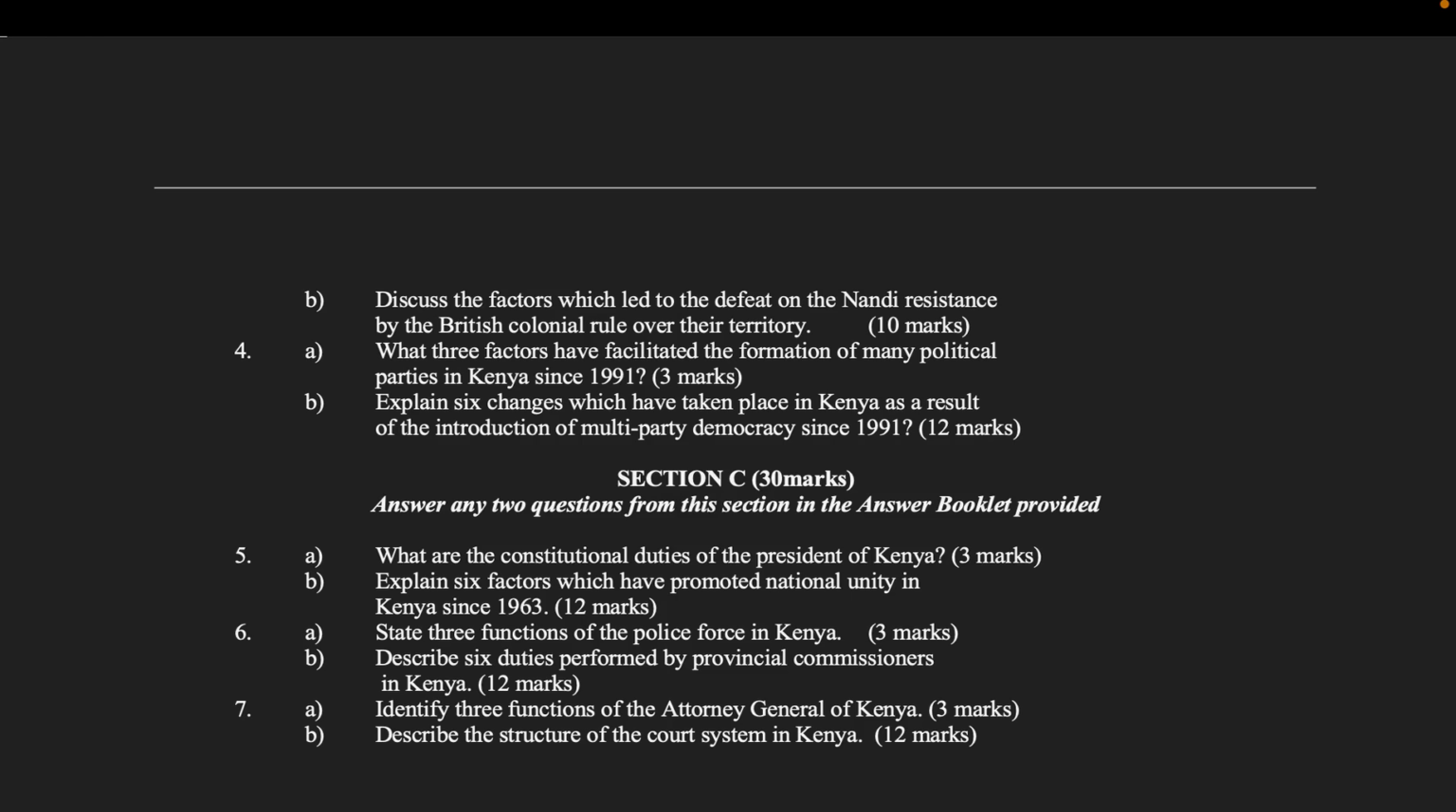Represents the country in international fora. Confers honors for distinguished services. Consents to bills before they become law.